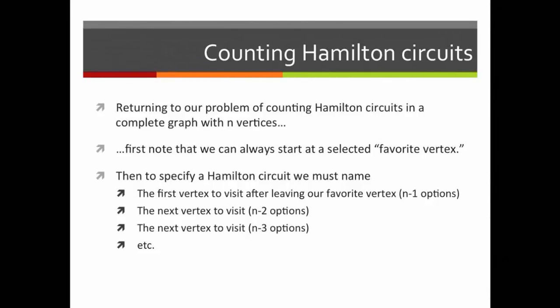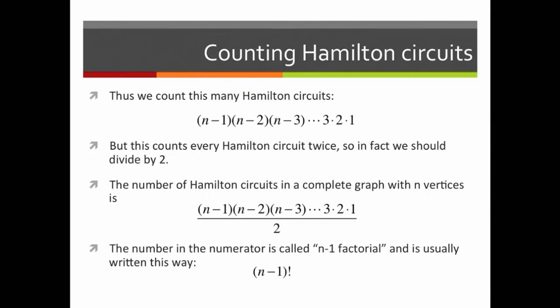So the first number that you write down shouldn't be n, it should be n minus 1, right? You can visit anything except the favorite vertex. After that, having visited one vertex, now there are n minus 2 vertices left to visit, so now there are n minus 2 options. And then there are n minus 3 options, and then there are n minus 4 options, and so on. And you have to do that time after time after time, down to when you have only one option.